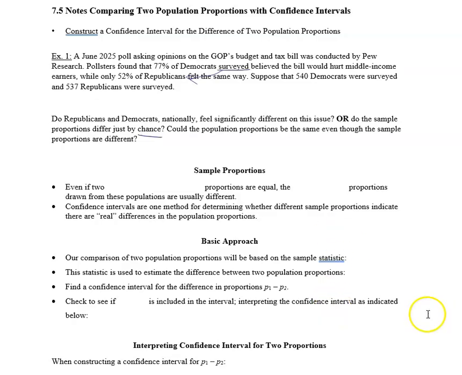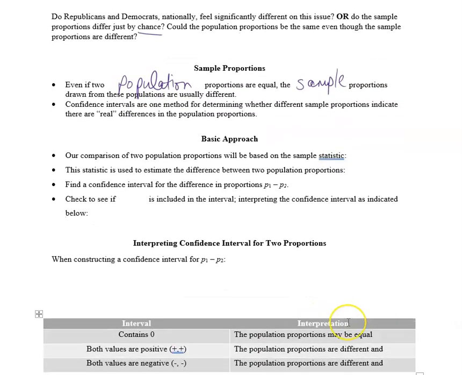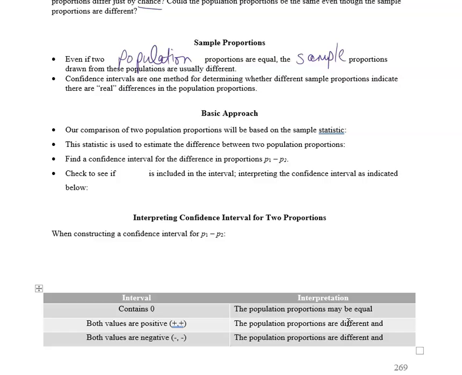Under sample proportions, it says even if two population proportions are equal, the sample proportions drawn from those populations are usually different. So confidence intervals give us a way to determine whether those sample proportions reflect real, true differences in the population proportions. The way we're going to handle this is very similar to how we created a confidence interval back in 7.4 with just one population. We're just going to extend it a little bit and look at some interpretations.